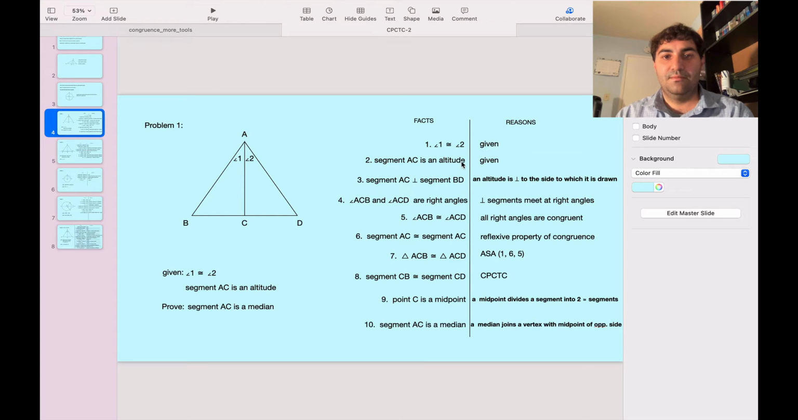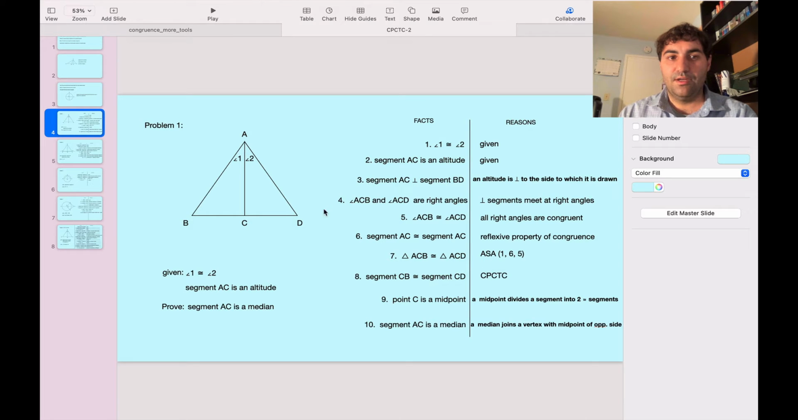So you write down what we're given, and since an altitude is perpendicular to the side to which it is drawn, we know that segment AC is perpendicular to segment BD, and the angle ACD and angle ACB are right angles. And since right angles are congruent, angle ACB is congruent to angle ACD. We also know that segment AC is congruent to itself, and therefore by angle side angle postulate, triangle ACB is congruent to triangle ACD.